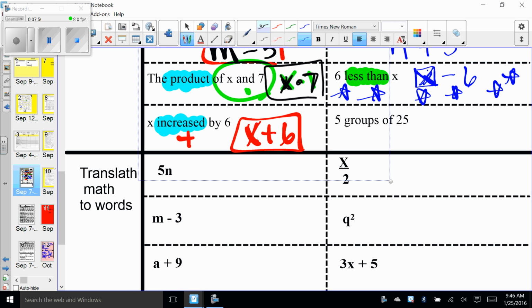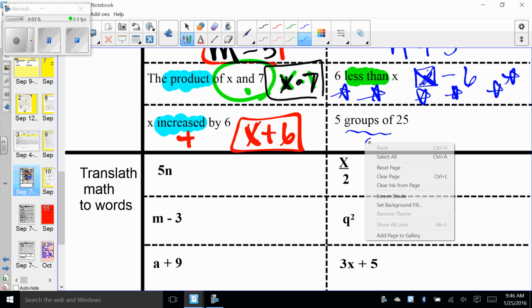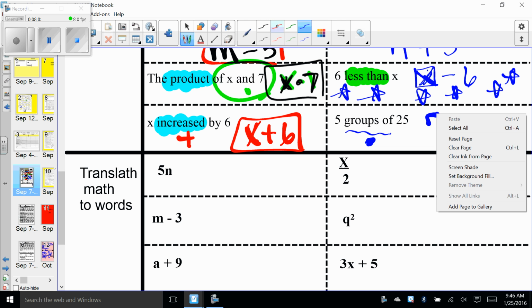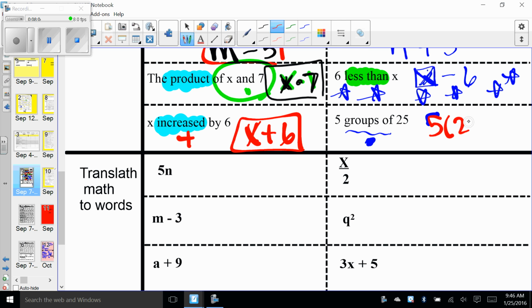All right, last problem in this section. We have 5 groups of 25, which really turns into a multiplication problem. When we group something, it's through the operation of multiplication. It's really a fast way to add. So that becomes 5 multiplied by 25. Sorry about my pen here, guys. 5 multiplied by 25, or 5 groups of 25. There's multiplication represented in that problem.